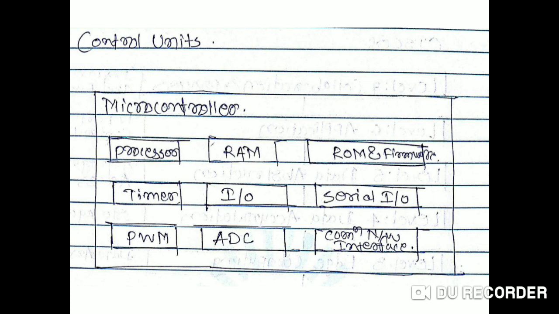Next is the IO port. This is required to interface external peripherals with the device. Then we have a serial IO. With this we can communicate with external peripherals in serial communication style. Then we have a PWM. This is required to control the average power supplied by the device. Next is ADC. This will convert analog signals into a digital signal. Actually, one more block has to be added here, that is DAC. So at the output side, we require this DAC to convert digital data into analog data. Next is the communication network interface.